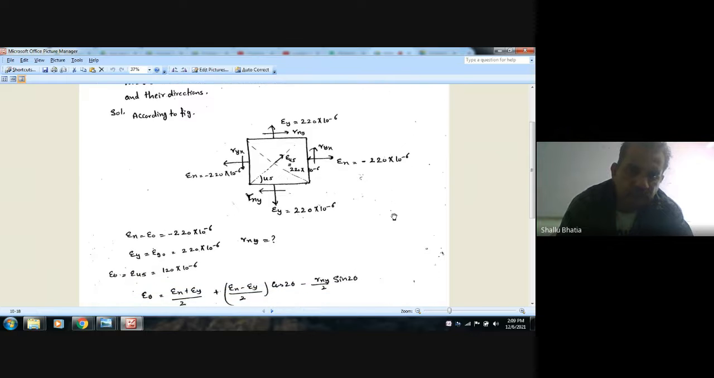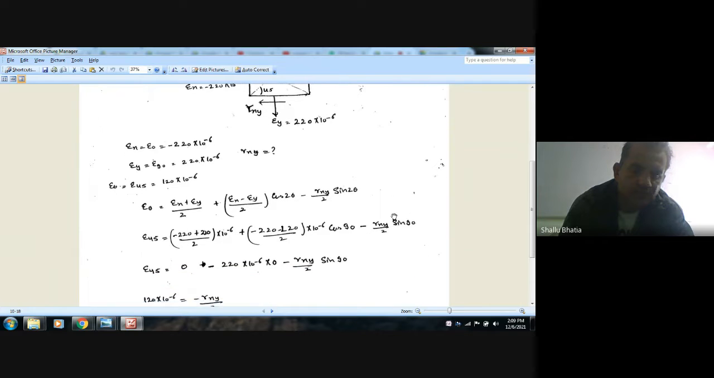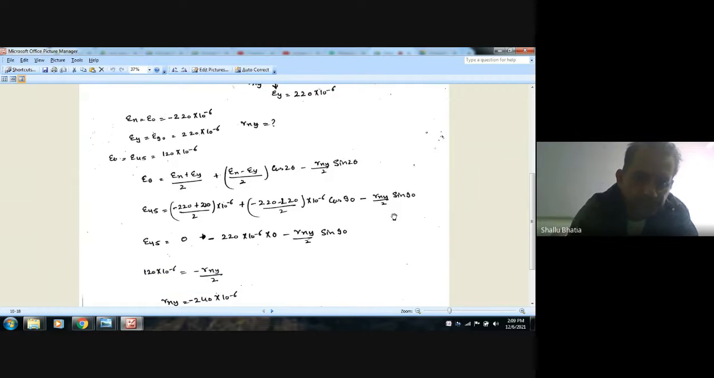So by using the formula of normal strain, we can have epsilon theta equals (epsilon x plus epsilon y)/2 plus (epsilon x minus epsilon y)/2 cos 2theta plus (gamma xy/2) sin 2theta. Putting the value of theta equal to 45 degrees, and epsilon x and epsilon y values of minus 220 and 220.